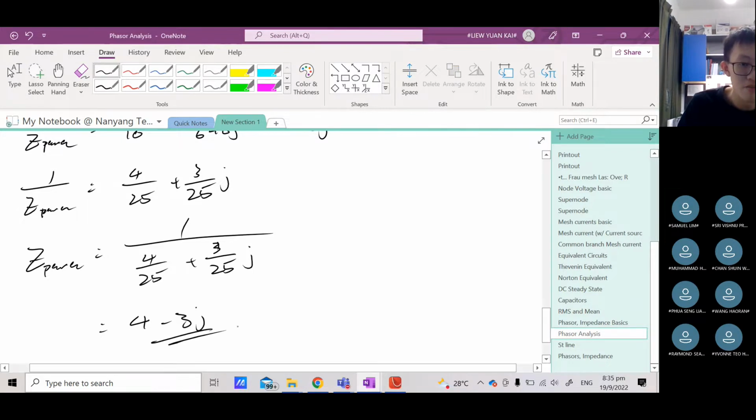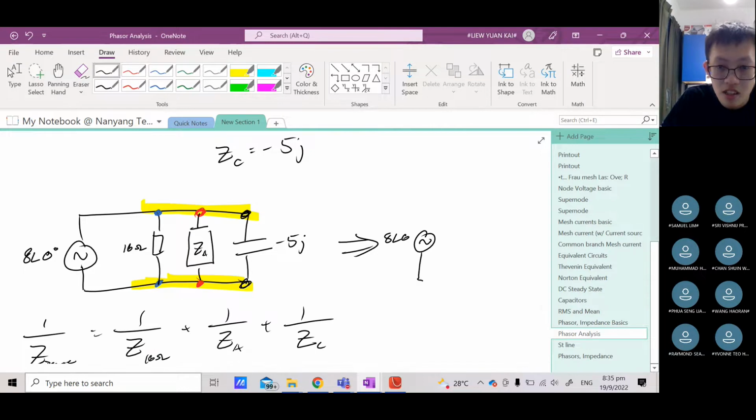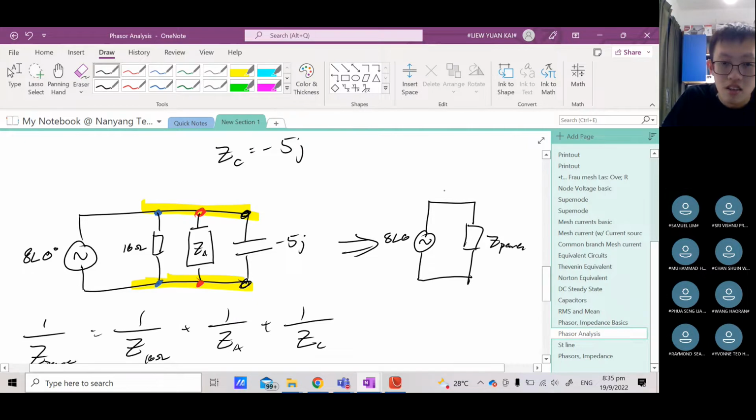Now this is my total impedance of this circuit, right? I've already combined all of these three devices into one single impedance, which is like this. So now I redraw it like this. This is the current source. And then after I combine it, it becomes like this. So this is Z parallel.